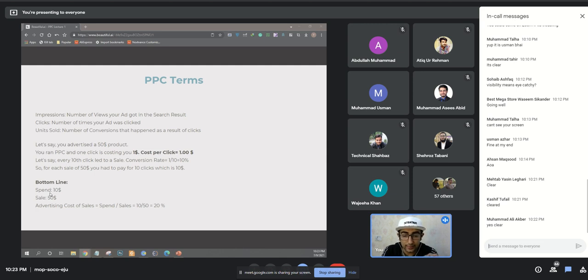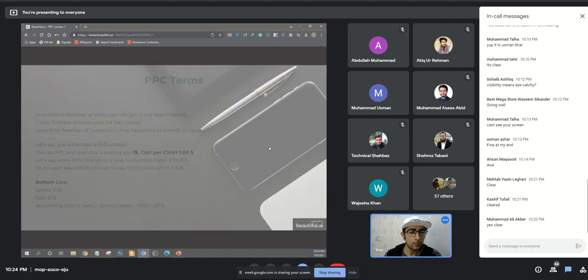Now this is an important thing: advertising cost of sales. This is spend divided by sales. I spent $10, I got a sale of $50. How much of my sale was advertising cost of sales? How much did I spend in advertising so that I got one sale? So this is spend divided by sales. This is 10 divided by 50, and this goes to 20%. So I spent 20% of the revenue of my product on PPC. This is how it goes.